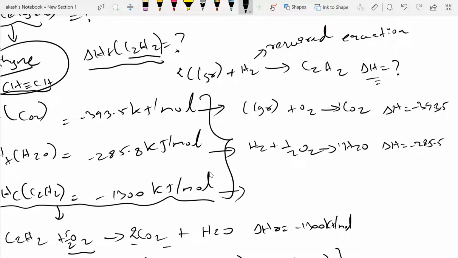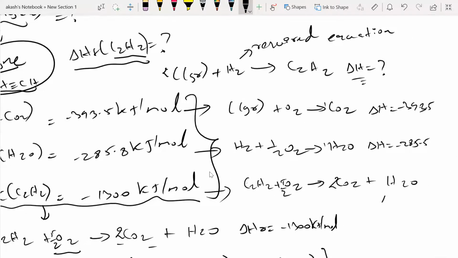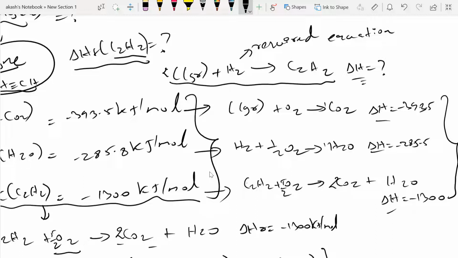We'll be able to write this equation also: C2H2 plus O2 giving CO2 plus H2O. We need 5 by 2 O2 here, and then done. That's your balanced equation. For this also, the enthalpy value is given to us: minus 1,300 kilojoules per mole. Now, see, you have to do something to these equations so that you will be able to get this equation. And whatever you do to the equations, the same thing has to be done for their enthalpy values. Now let us look into it.